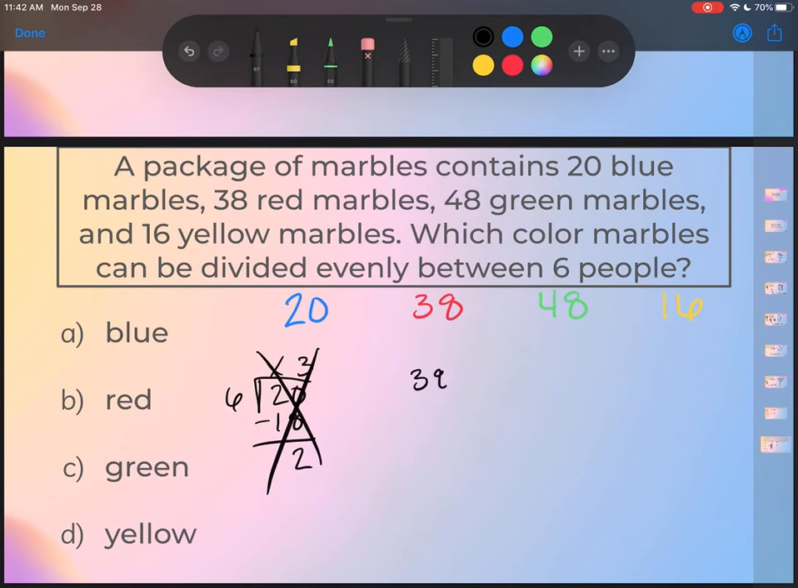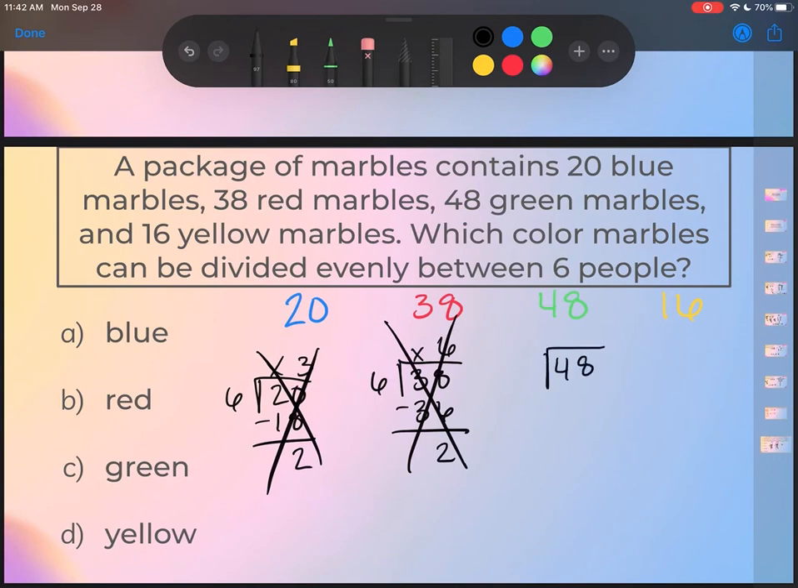Well, let's try 38. So I'll do 38 divided by 6. 6 goes into 38 6 times. 6 times 6 is 36. I subtract and I get 2. Well, that's not even, right? We don't want remainders.